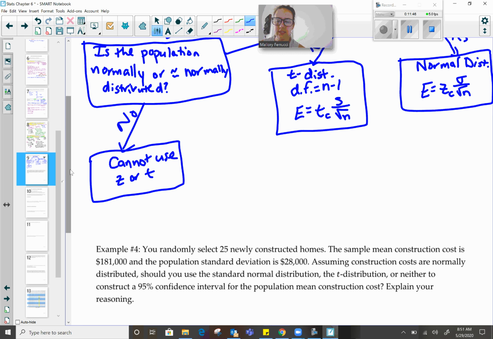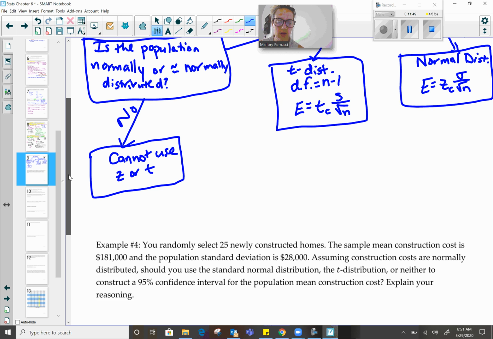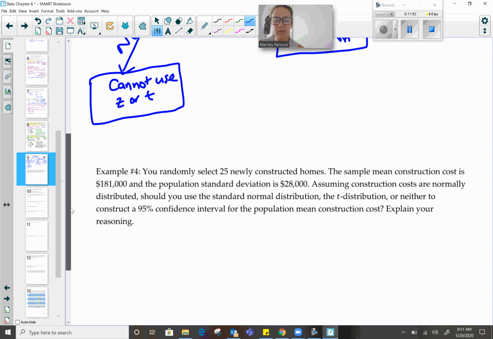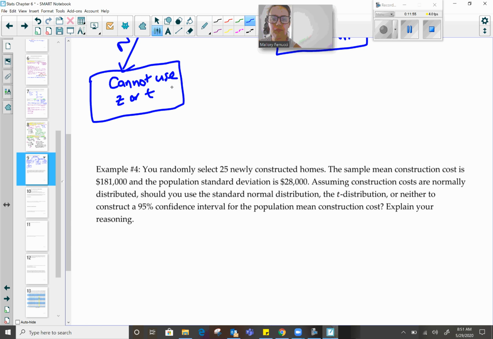Okay, nice. So we're going to actually use this in order to figure out this example. So in example number 4, you randomly select 25 newly constructed homes. The sample mean construction cost is 181,000 and the population standard deviation is 28,000. Assuming construction costs are normally distributed, should you use the standard normal distribution, the t-distribution, or neither to construct the 95% confidence interval for the population mean construction cost?